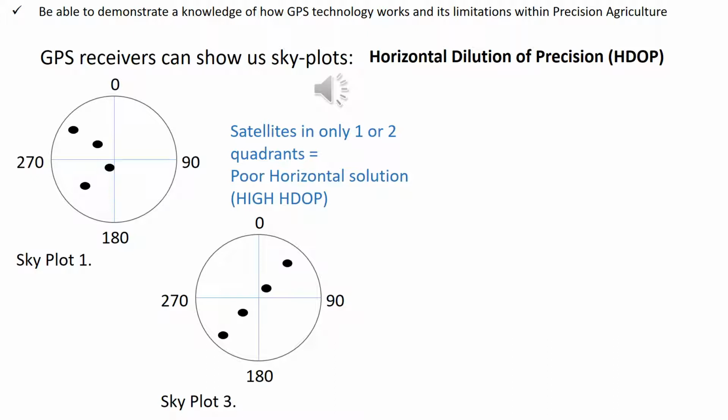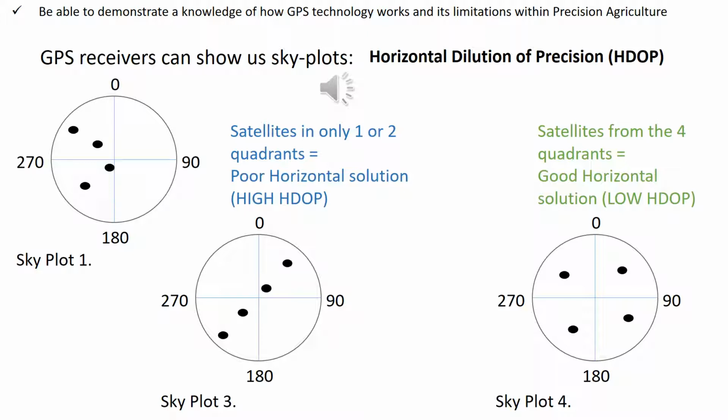Our horizontal dilution of precision is affected mostly when satellites appear in only 1 or 2 of the quadrants. A poor horizontal solution will result in a high H-DOP number. Ideally, the satellites should be spaced over the 4 quadrants. A good horizontal solution will give us a low H-DOP value.